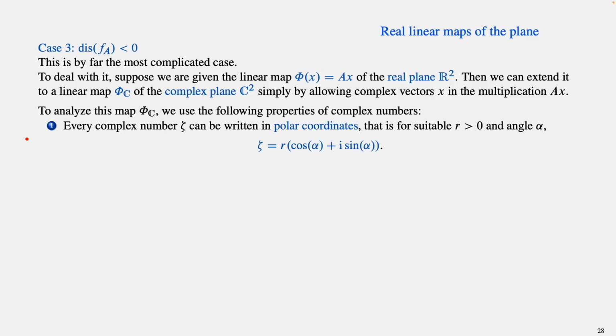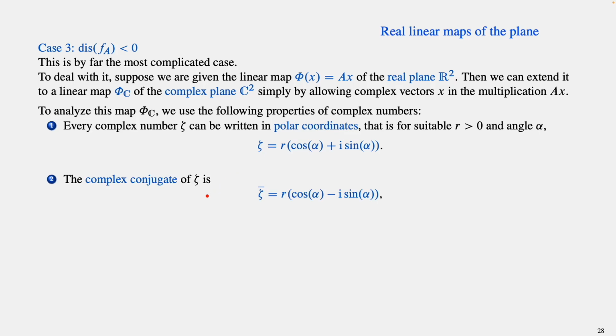Anyway, the first property is that every complex number zeta can be written in polar coordinates. That is, for some suitable radius larger than 0, so a real number r larger than 0, and some angle alpha, we can write zeta as r times cosine alpha plus I times sine alpha. So this expression here with the cosine and sine is actually a complex number of absolute value 1. And if we multiply this by some radius r, we can scale it up and down to any complex number we like.